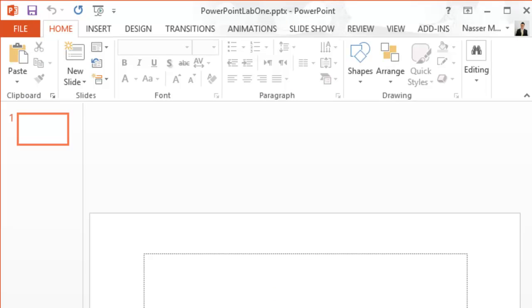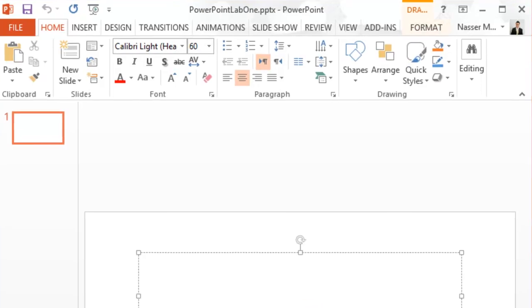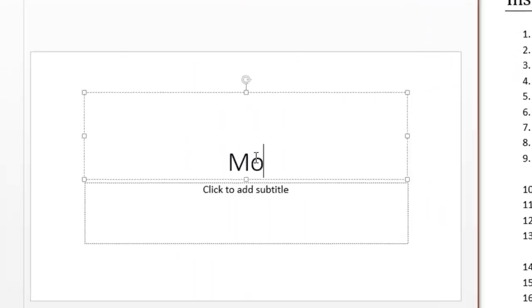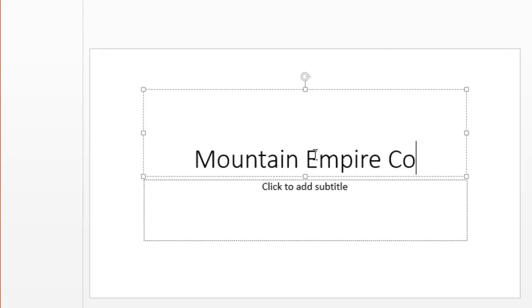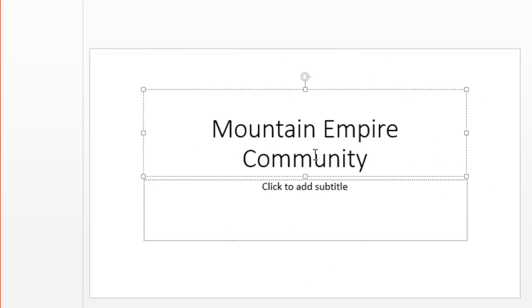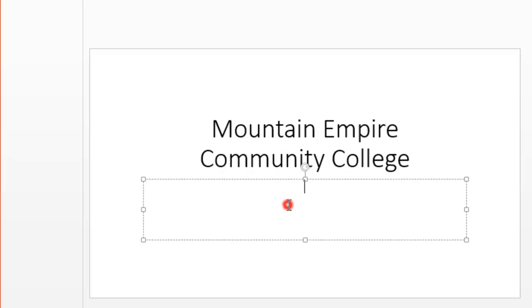In the instructions, it says type Mountain Empire Community College in the title. Okay, and then in the subtitle you will need to put your first name and last name.